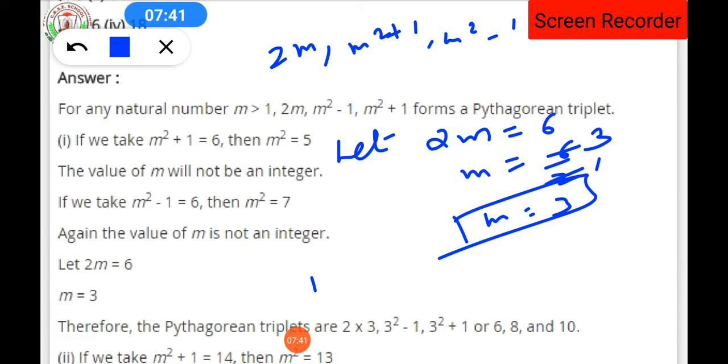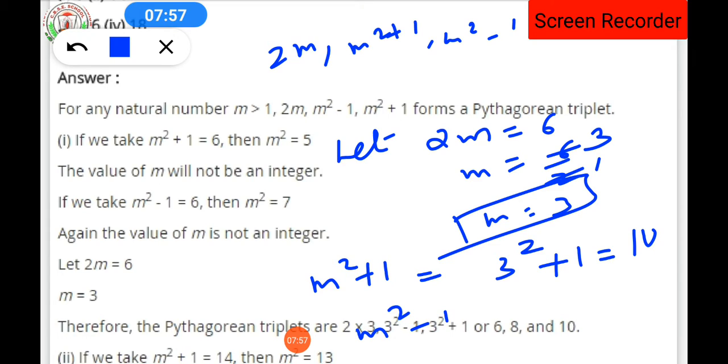Now the second one we are having is m square plus 1. The value of m is 3. So 3 square plus 1 is equal to, 3 into 3 will be equal to 9. 9 plus 1 is 10. In the same way the third member m square minus 1 we are having. So that is 3 square minus 1. 3 into 3 is 9. 9 minus 1 is 8.